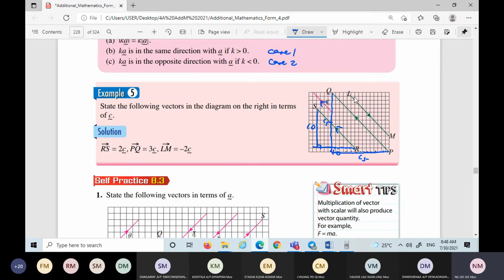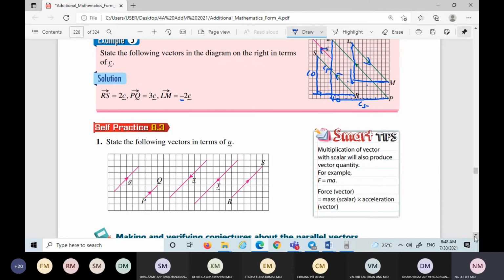How about LM? LM is in a different direction, down, so it's negative. And then when you count the horizontal and vertical distance, it's the same thing. This is double. If the question is not double or whatever, then you've got to find a way to write it. I don't know whether this exercise has that type of example or not.